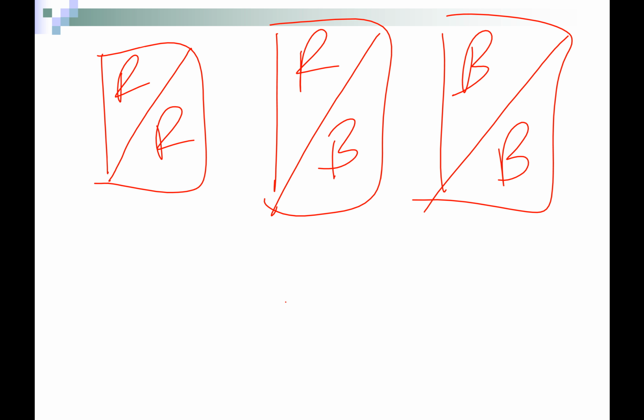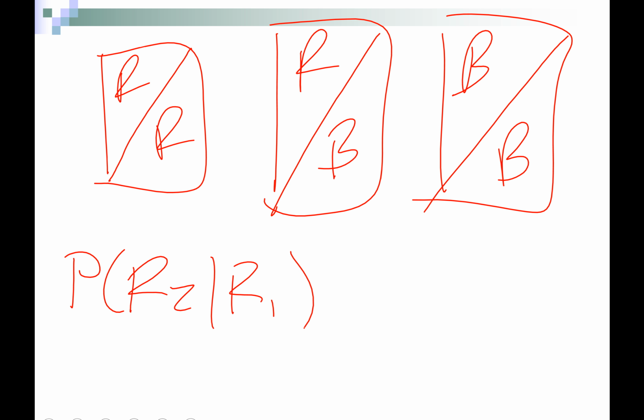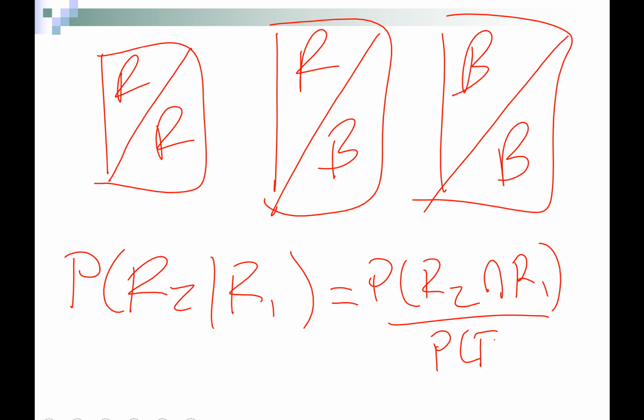I'm going to use notation that says I want the probability that the second side is red given that the first side is red. So I reach in there, I pull out the card, I see a red side, that is R1. So this is conditional probability. There was a video on this. Conditional probability can be written as the probability of the intersection, so the probability of R2 intersect R1, divided by the probability of what we're conditioning on.